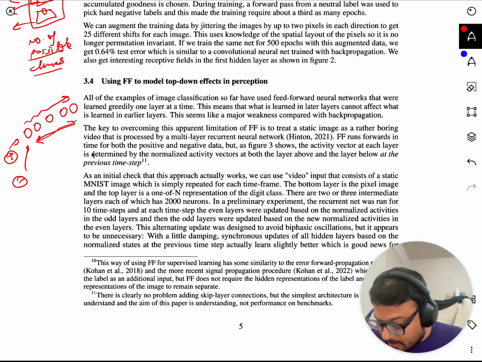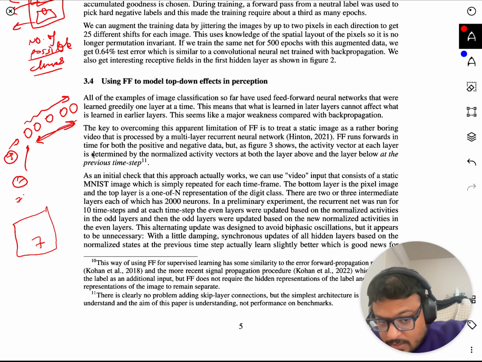So now the key point here is that if you do that, the problem appears. If you take your 7, if you have an image of 7, during inference you don't know what class it belongs to.